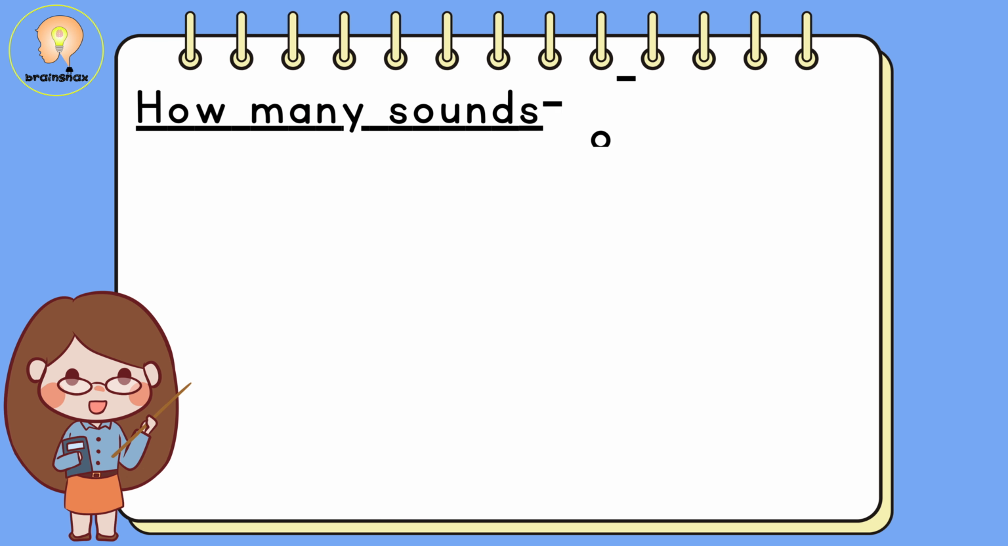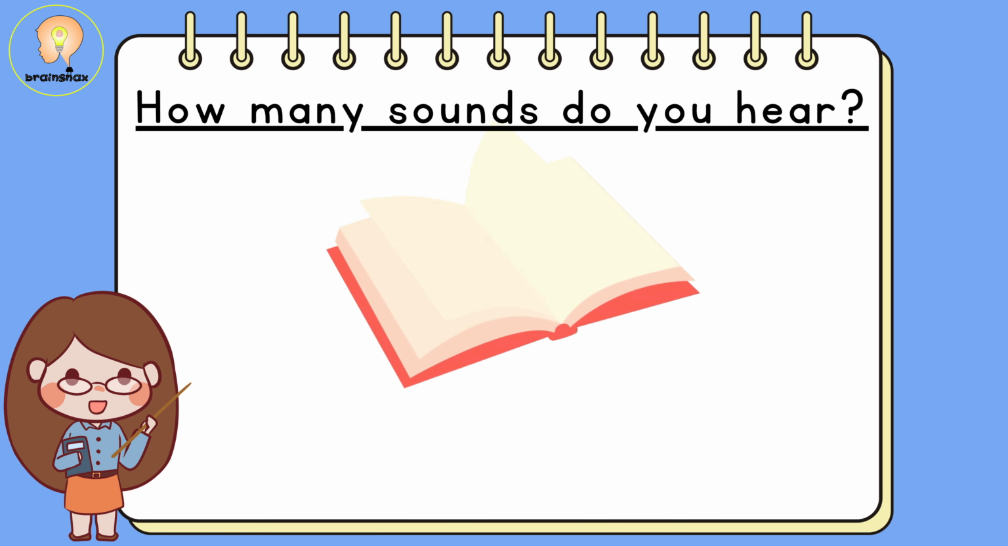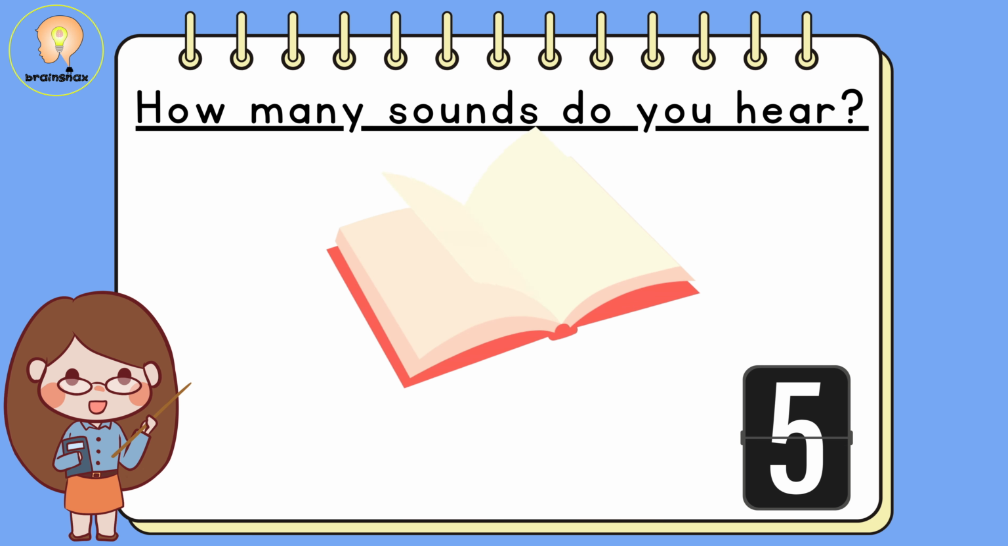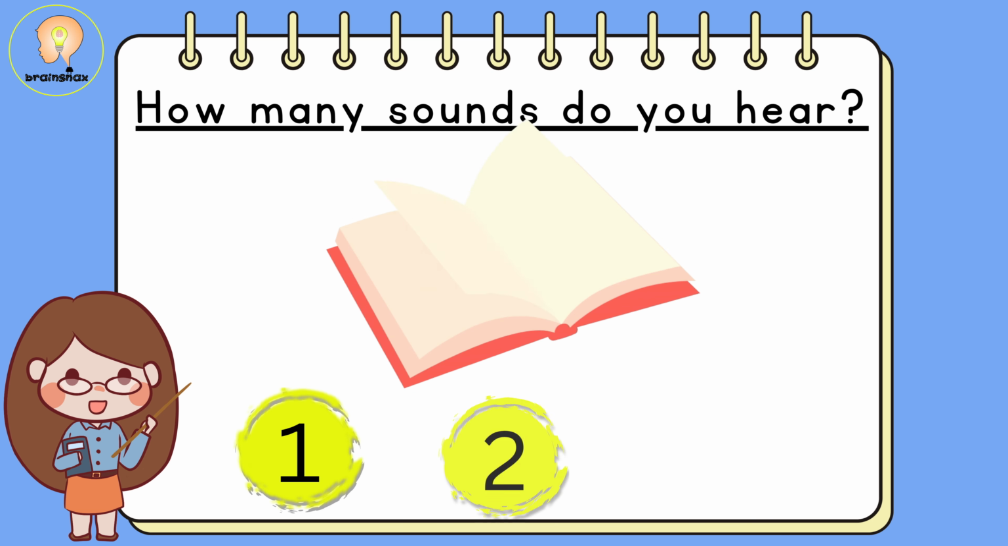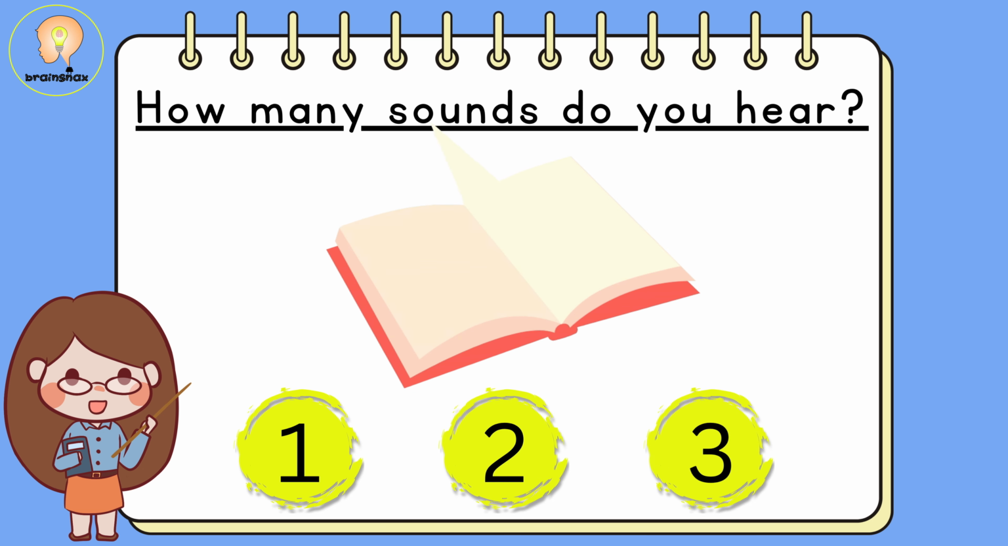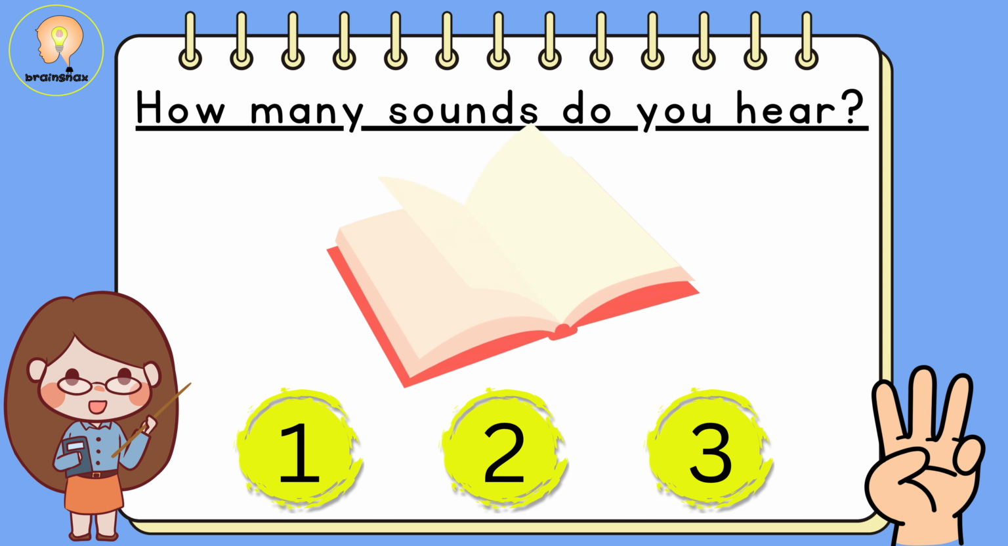How many sounds do you hear? Book. 5, 4, 3, 2, 1. Book. Book has three sounds.